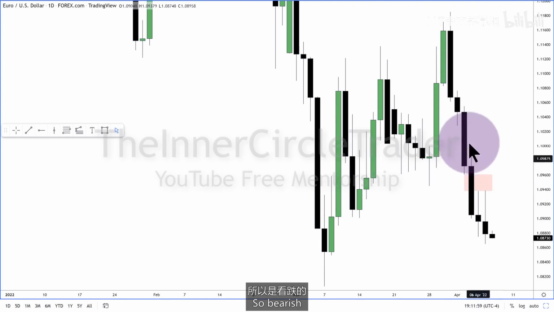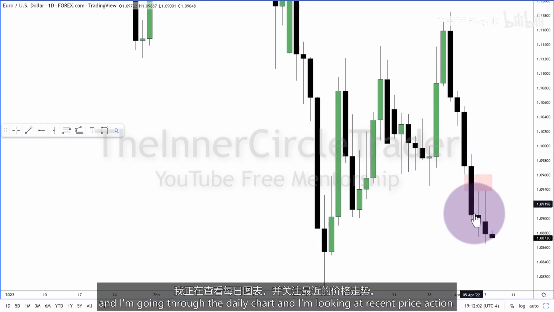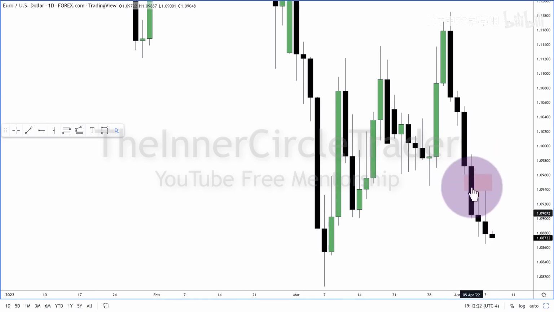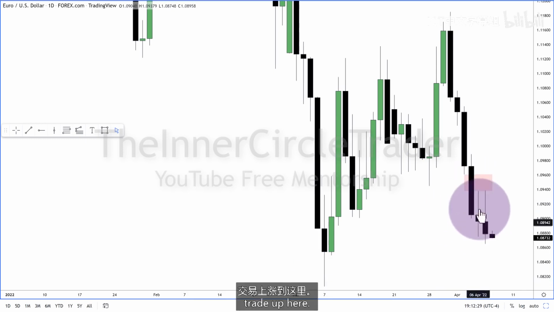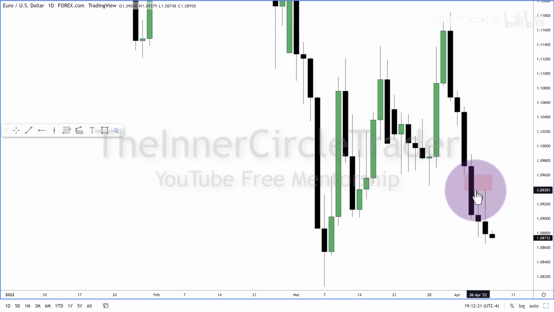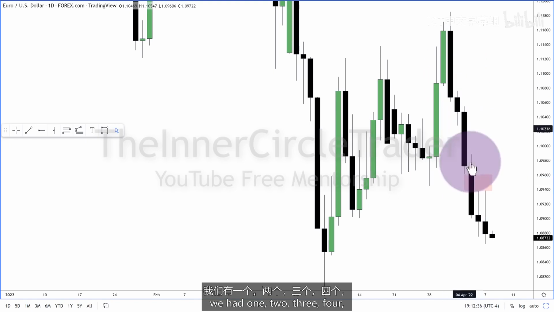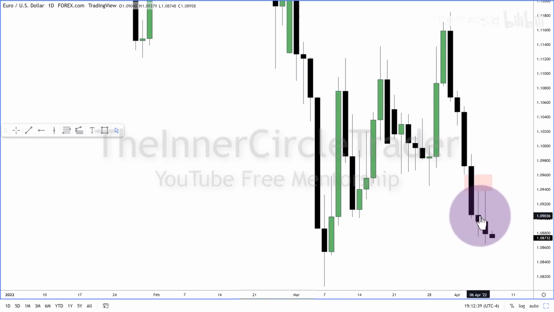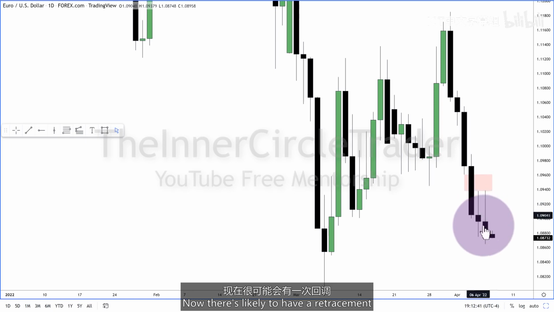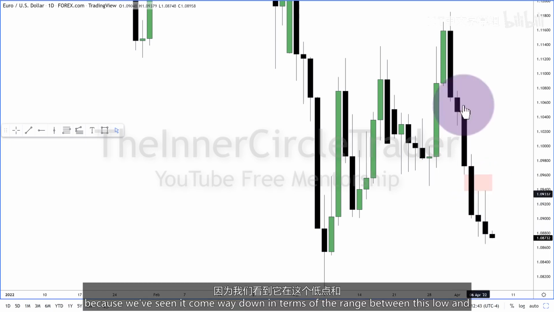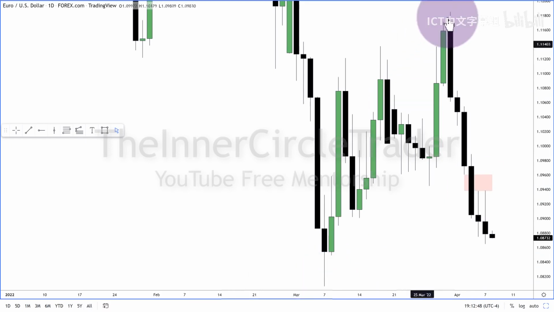Okay. So, bearish daily bias, and I'm going through the daily chart and I'm looking at recent price action. So we had this big drop down here, drawing towards this low. And then the next day we had this candle trade up here. So that creates the fair value gap. So ideally, what we've seen here, we had 1, 2, 3, 4, 5 down days. Now there's likely to be a retracement because we've seen it come way down in terms of the range between this low and this high.